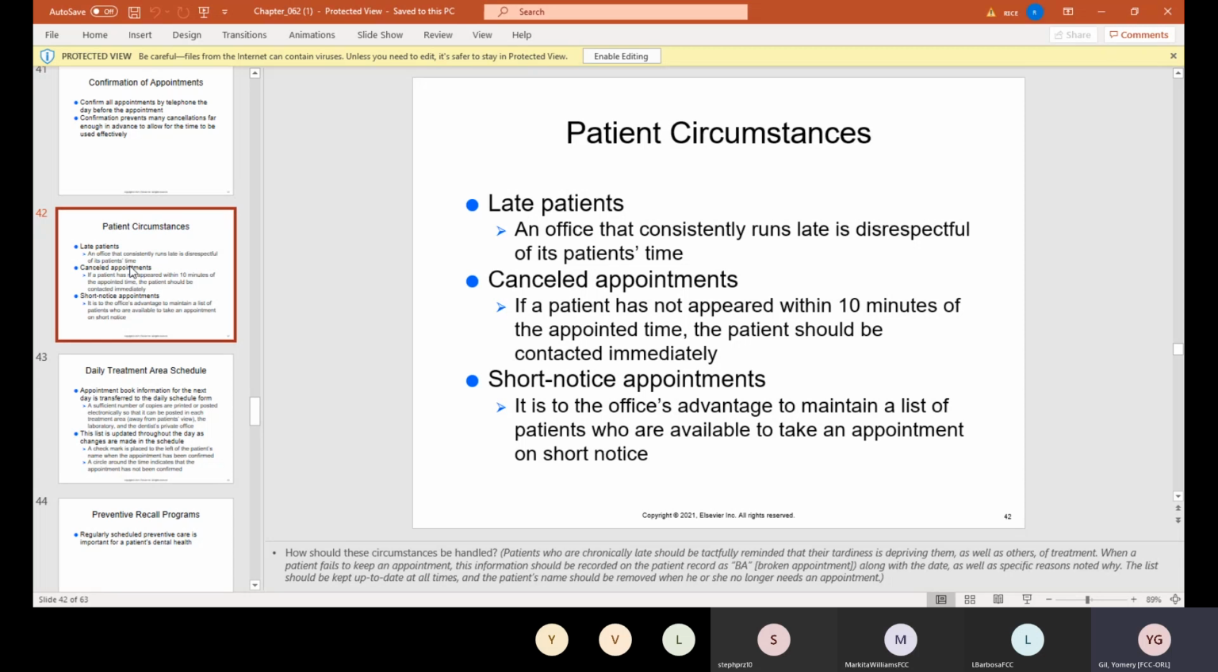So you keep a list of those patients. In case you have any cancellations during the day or the day before, you'll call in those patients and then you know that you're able to fill that time slot on the schedule.